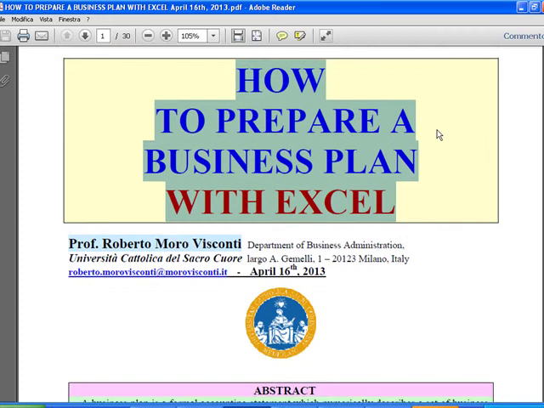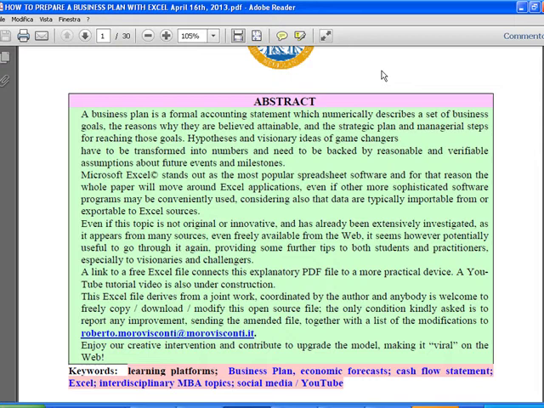A business plan is a formal accounting statement which numerically describes a set of business goals, the reasons why they are believed attainable, and the strategic plan and managerial steps for reaching those goals. Hypotheses and visionary ideas of game changers have to be transformed into numbers. This is a key concept.